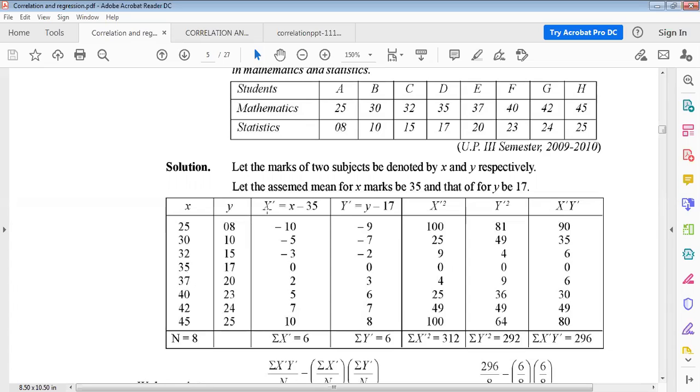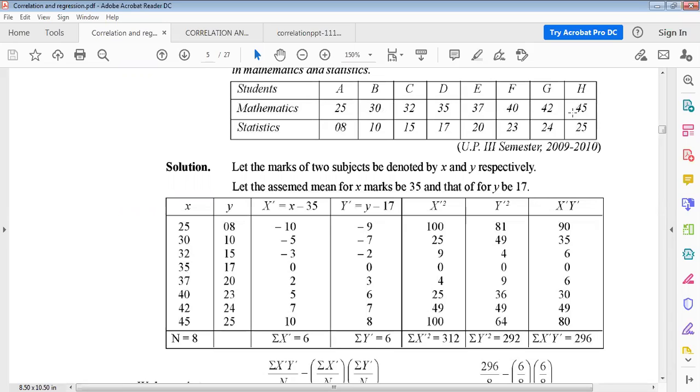And capital X dash should be x minus 35. This 35 is the assumed mean. And this 17 is also an assumed mean. For the highest value 25 and the lowest value 8, take the average of these two, which is near 17.